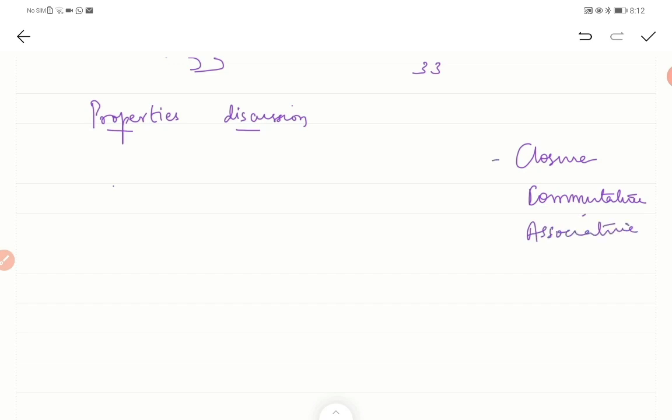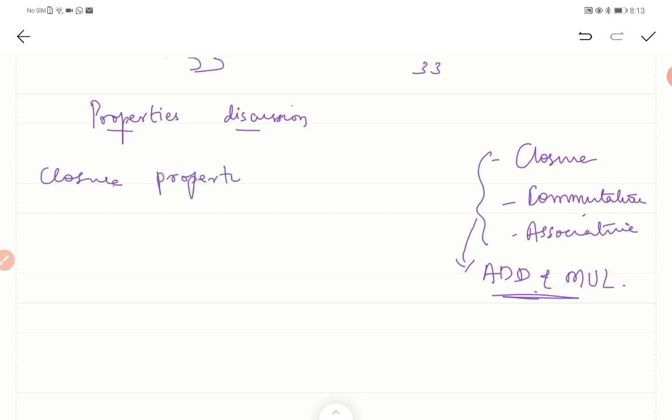Yes, so closure property, commutative property, associative property we will learn in integers also, just for idea sake. These three were true only under addition and multiplication for whole numbers, I hope you remember this. Now let's see, what is the closure property?